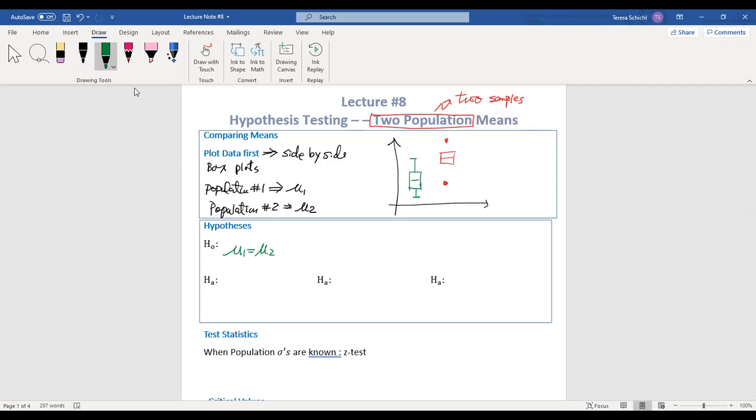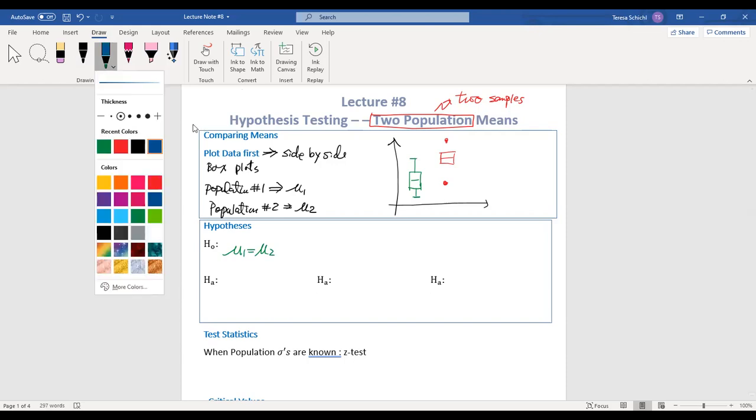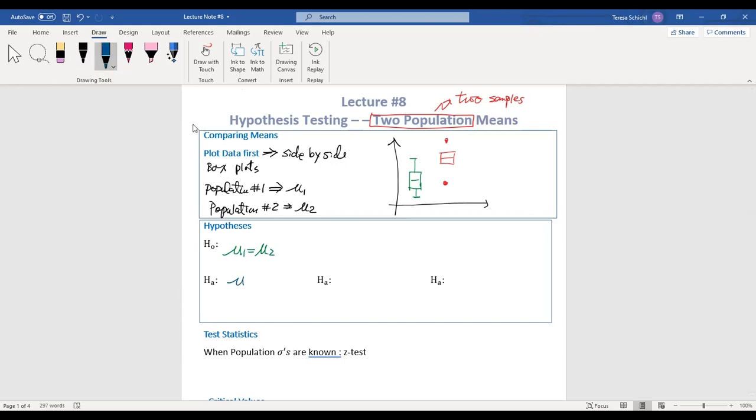As always, what could be your alternative hypothesis? We always have three. The first one is mu1 not equal to mu2. Then, just like in many other hypothesis tests, we have mu1 greater than mu2, and mu1 less than mu2. So we always have three alternative hypotheses here.